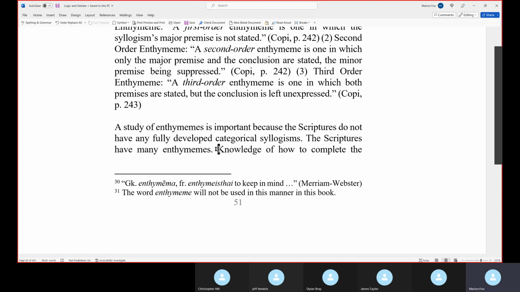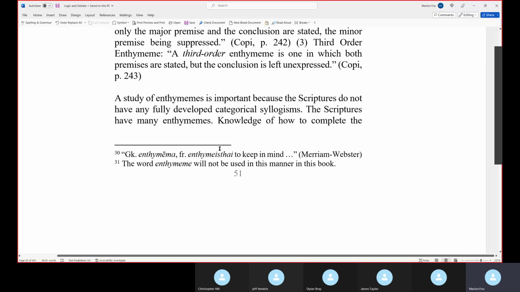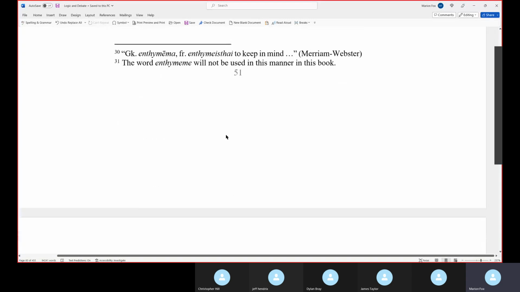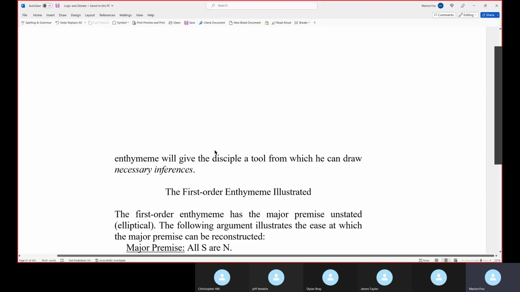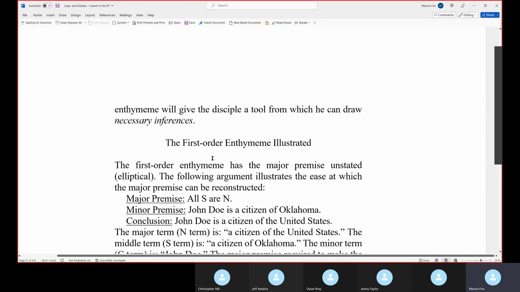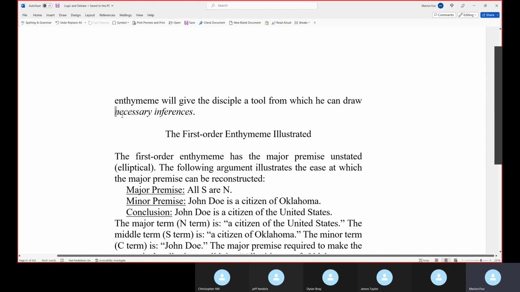And it's a point of what they call rhetoric. Now, rhetoric is a word that's used in a bad sense, but in the good sense, it means to convince people. And so it can help to convince them, to help to develop their faith. So we need to understand how to complete the enthymeme, and we'll give the disciple a tool with which you can draw what are called necessary inferences. So this gets into our hermeneutics a little bit.